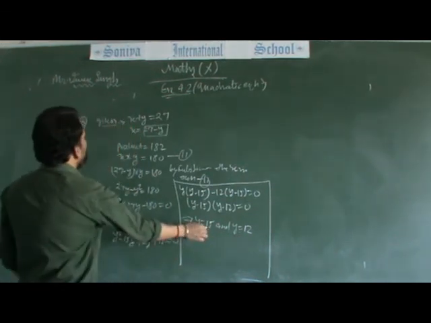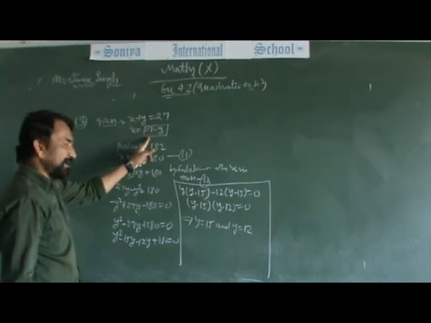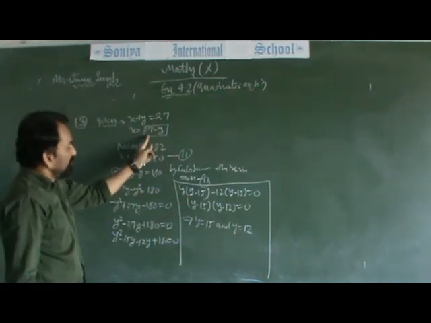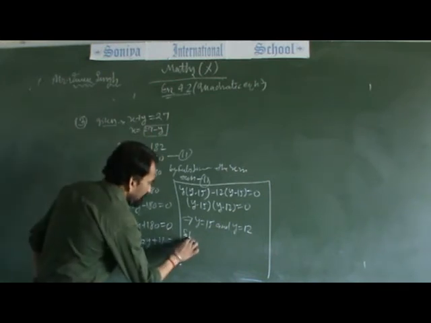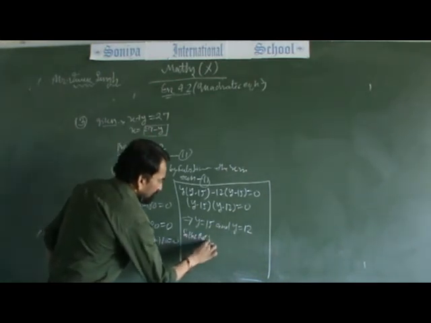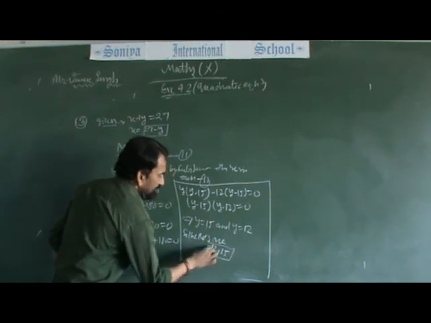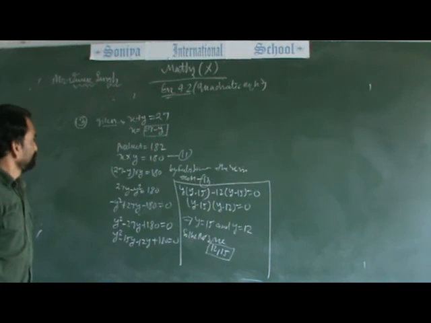When y equals 15, x equals 12. And when y equals 12, x equals 15. So the numbers are 12 and 15, or you can write 15 and 12.